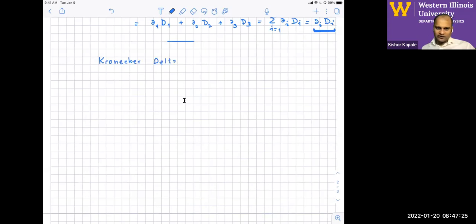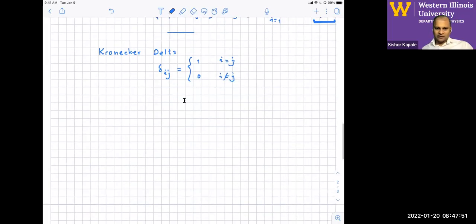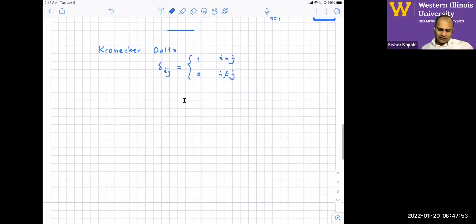This is not a delta function that we have seen earlier today. It's a different quantity. It's an index quantity, so it's discrete. It has 2 indices, and that means it's actually a tensor, and it's the simplest tensor that you can write, which has only 2 values. When the indices i and j are the same, then you get 1. If i and j are not the same, then you get the value 0. So that's the Kronecker delta.